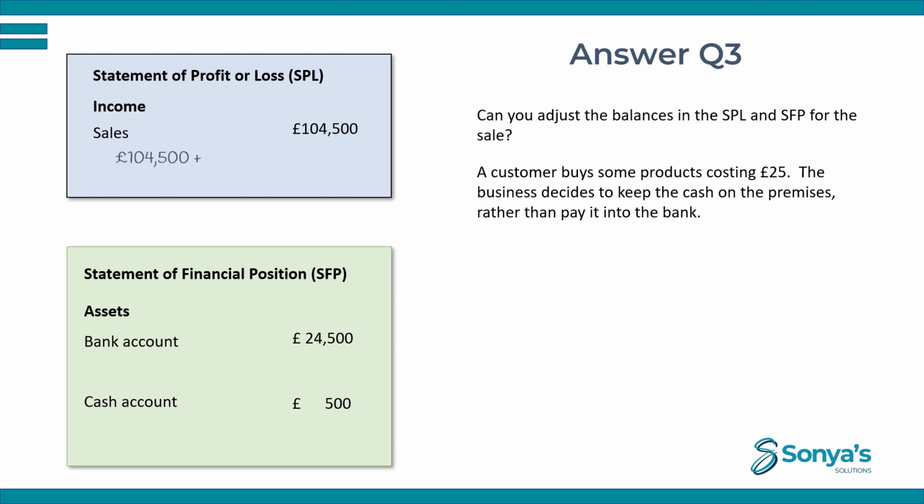Sales increase by £25 to £104,525 and the cash account increases to £525.